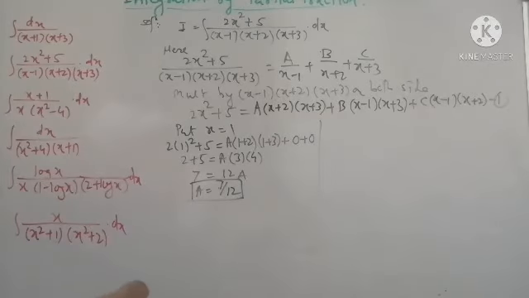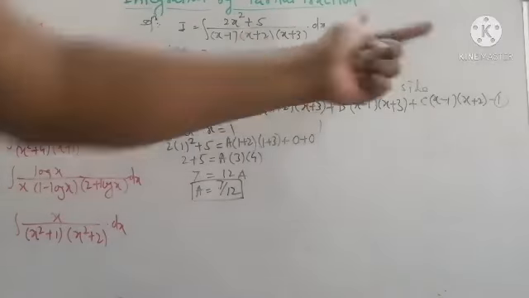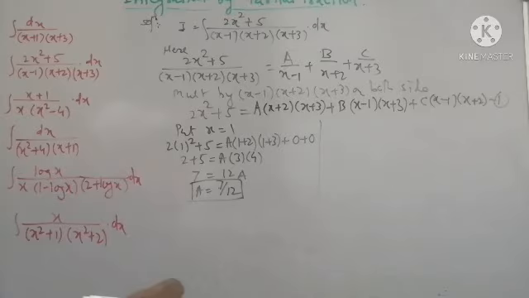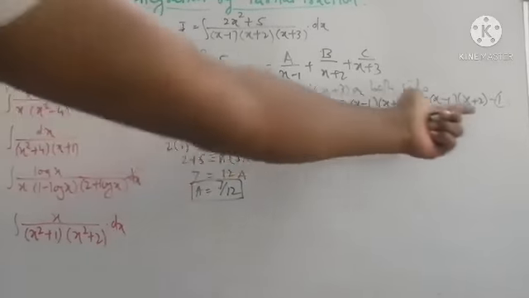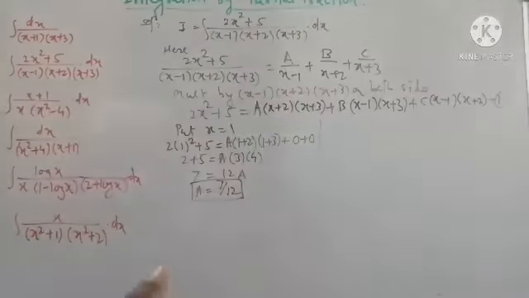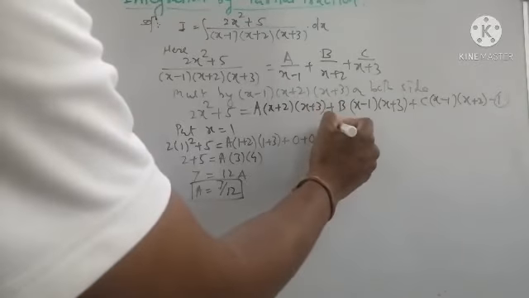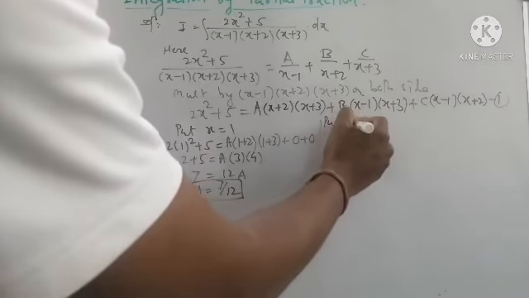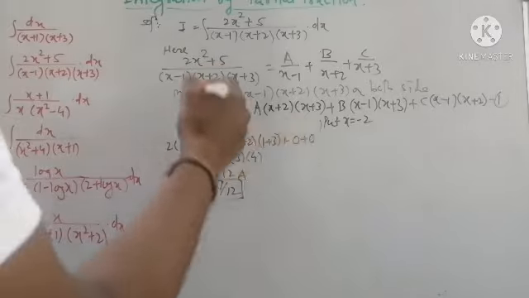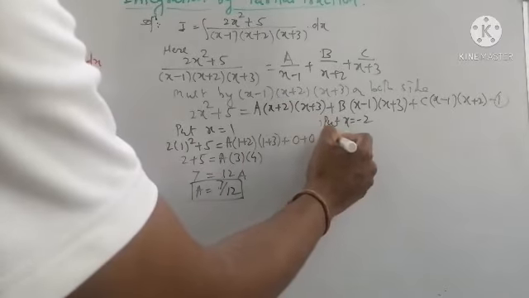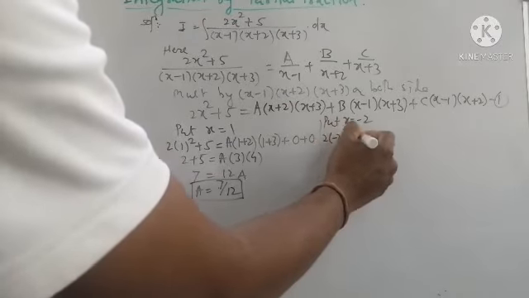For that we have to make the terms of a and c equal to 0. To check the common factor in a and c, we get x plus 2. So to eliminate a and c, we have to put x equal to minus 2. On the left hand side we have 2 into minus 2 squared plus 5.